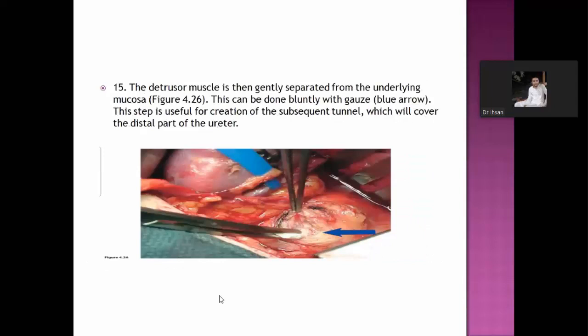15th step. The retrosal muscle is then gently separated from the underlying mucosa. This can be done bluntly with gauze. This step is usually for creation of the subsequent tunnel, which will cover the distal part of the ureter.